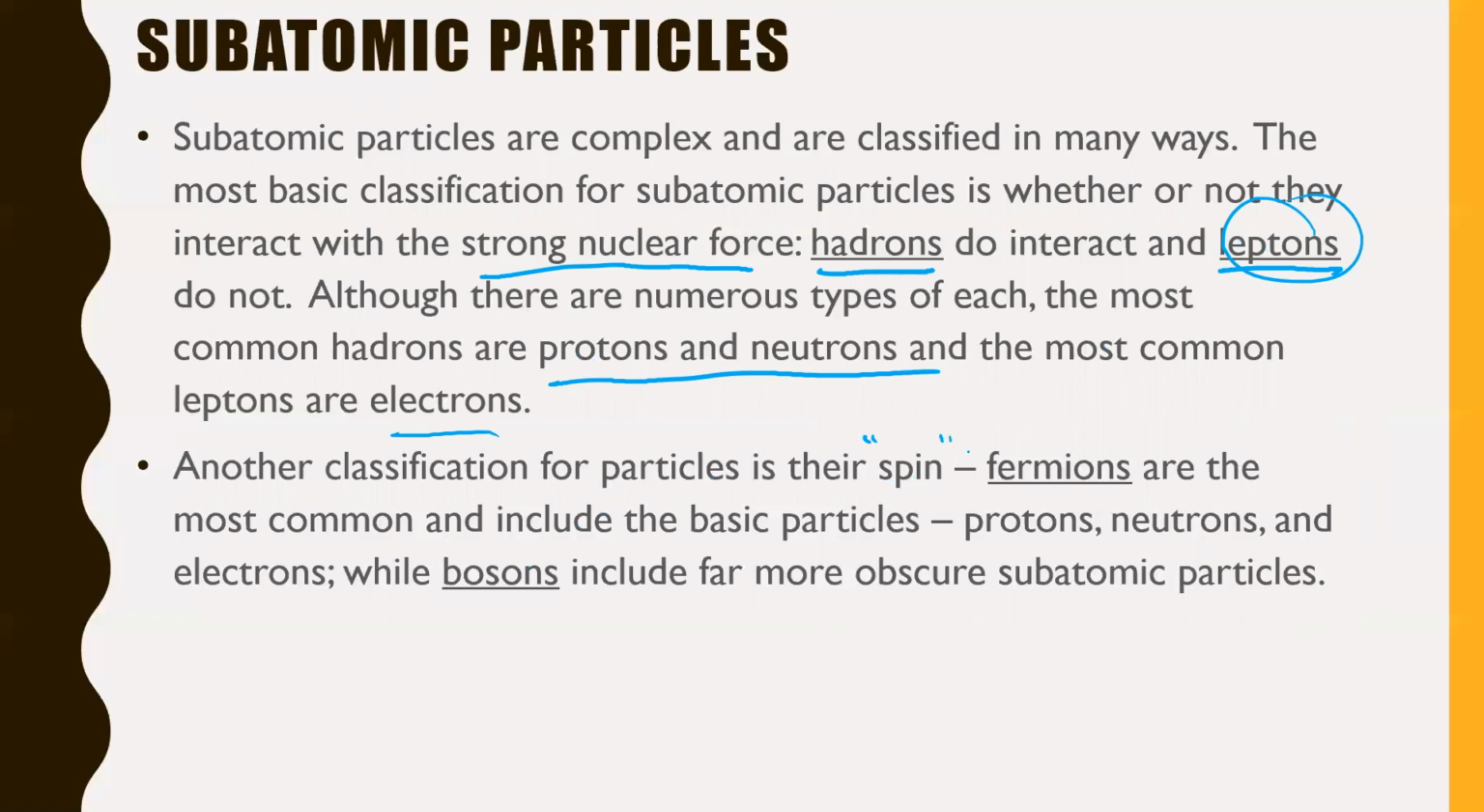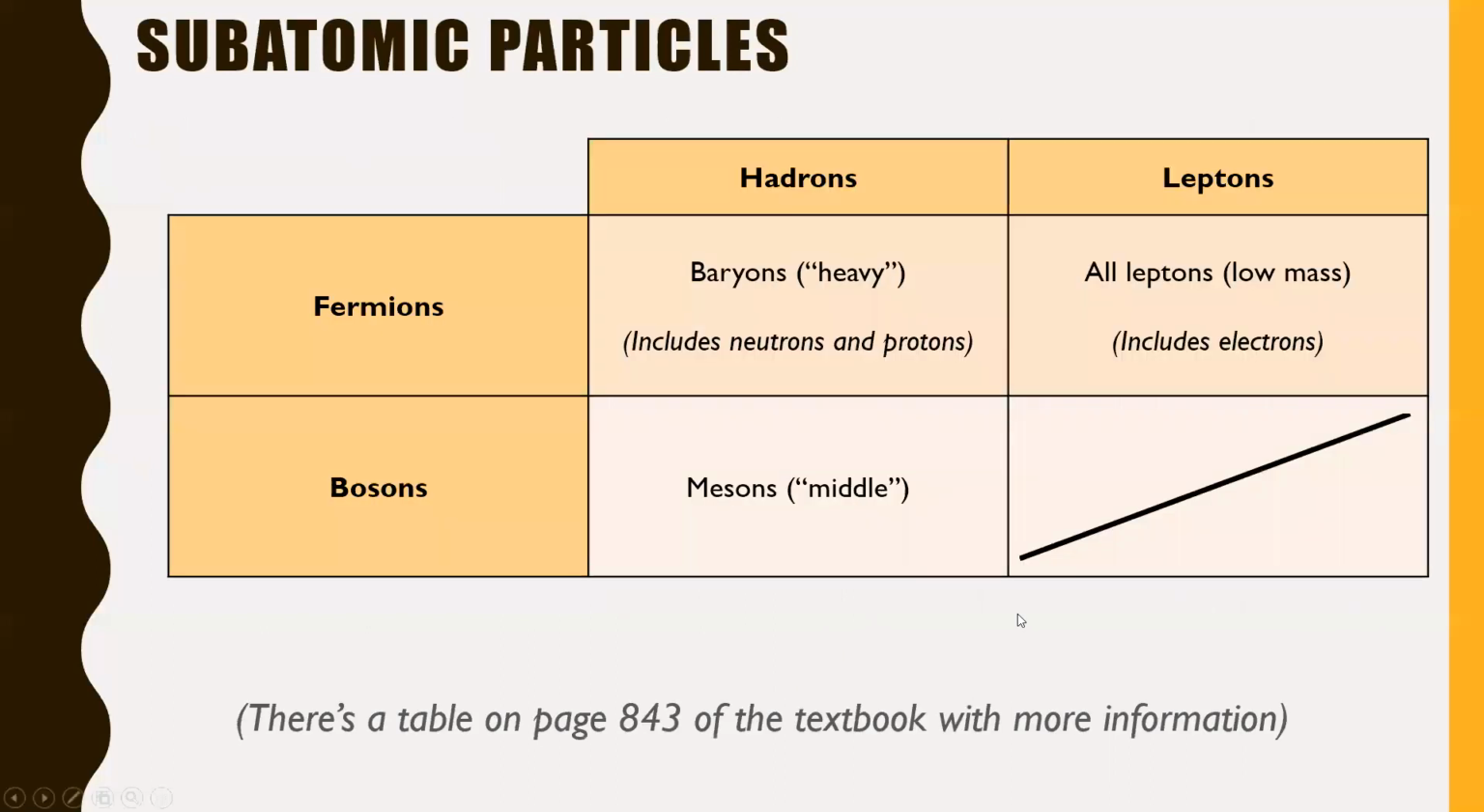Really, I should put quotations on that. Fermions are the most common and include the basic particles: protons, neutrons, and electrons, while bosons include far more obscure subatomic particles. Again, like I mentioned, we're not going to talk about bosons too much.